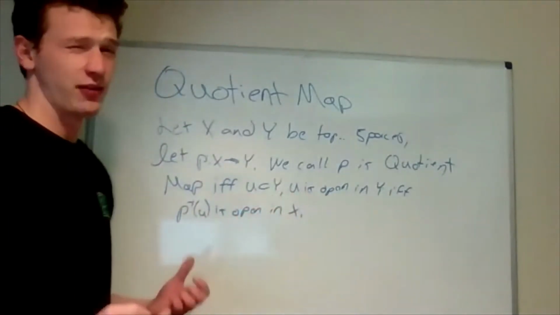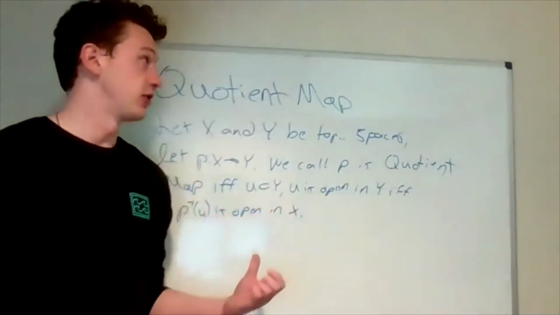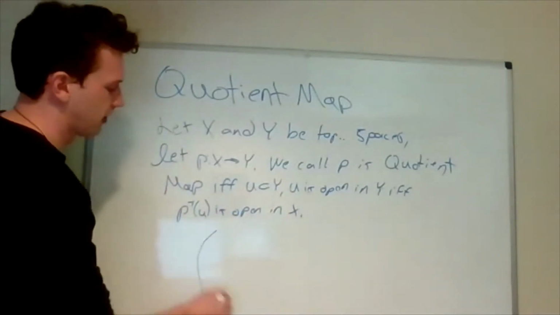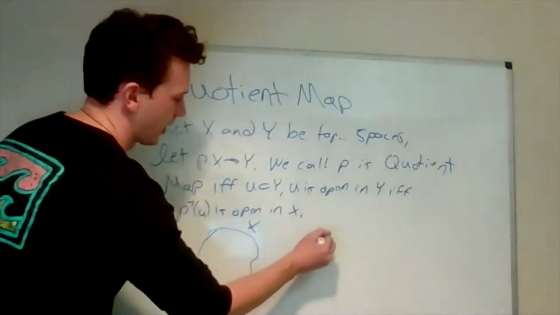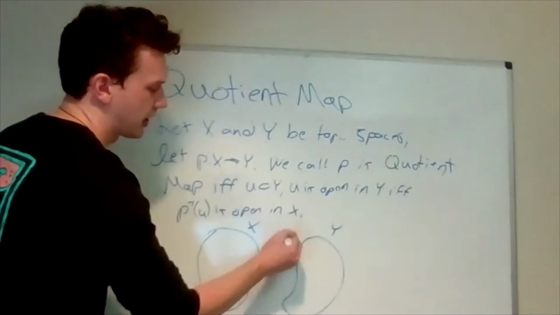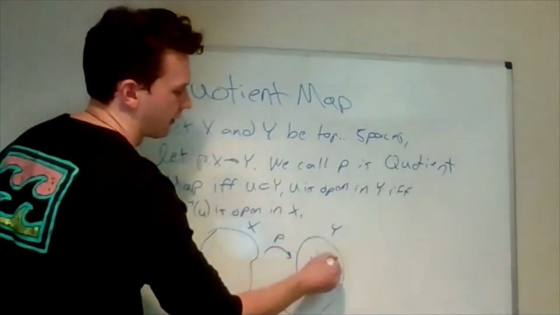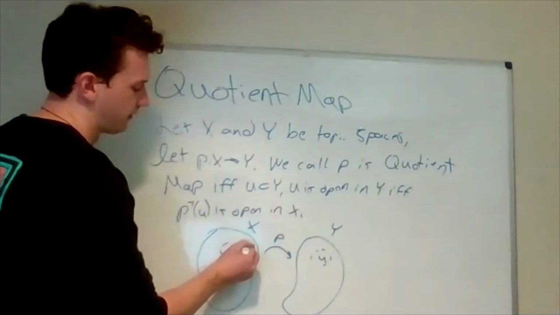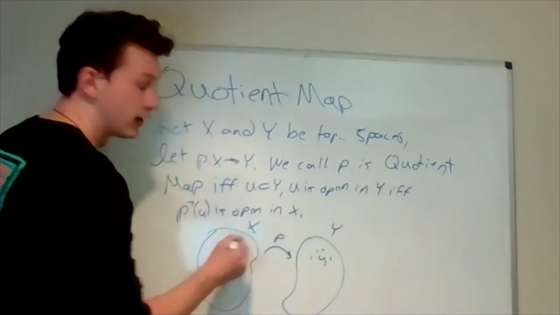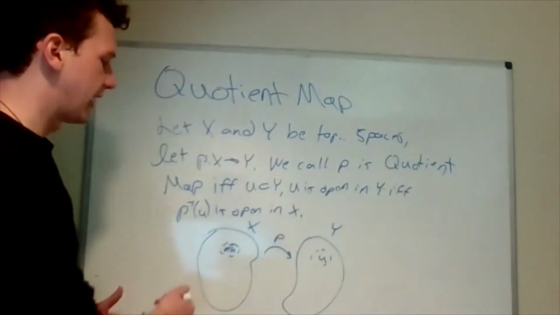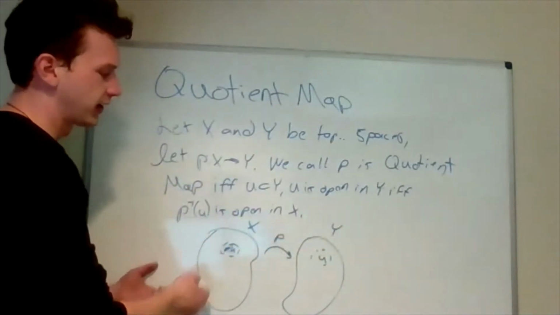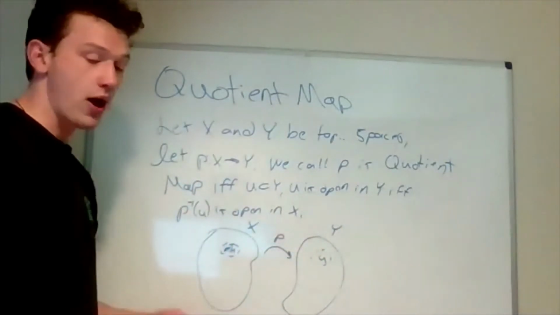All right, and this should sound really similar to the definition of continuity, or of a continuous mapping. If you look at it, we have our space X, our space Y, both topological spaces. We have some mapping P. Well, this is saying if we have an open set U, P inverse of U is open. But it's also saying if P inverse of U, where U is some subset of Y, is open in X, then U is open in Y.